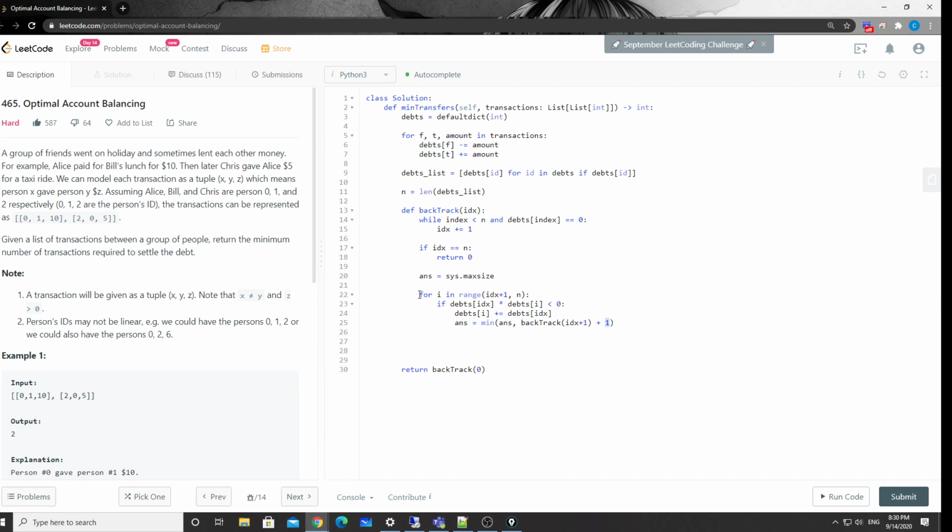And also remember, since we have a for loop here, every backtracking recursion call shares the same debts array. Which means after this call here, we need to set this debts back to its original amount, so that the next for loop will have a clean state of this debts array. Okay, and in the end, we simply return the answer.